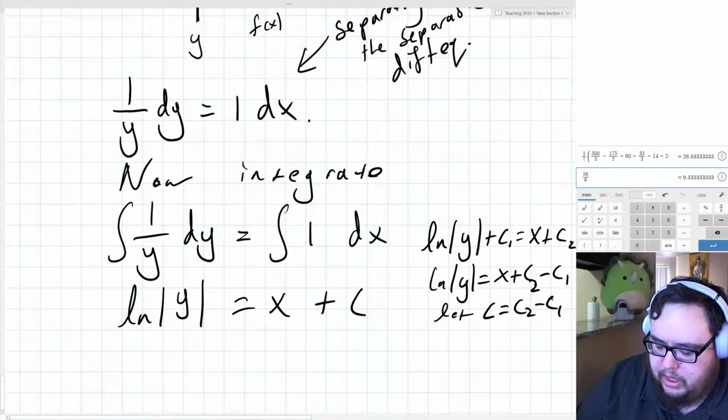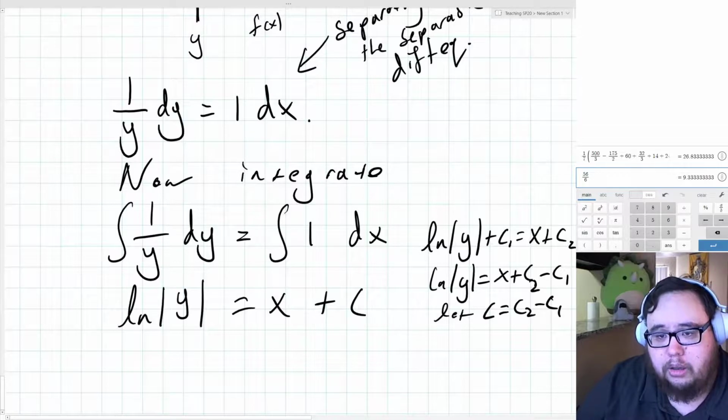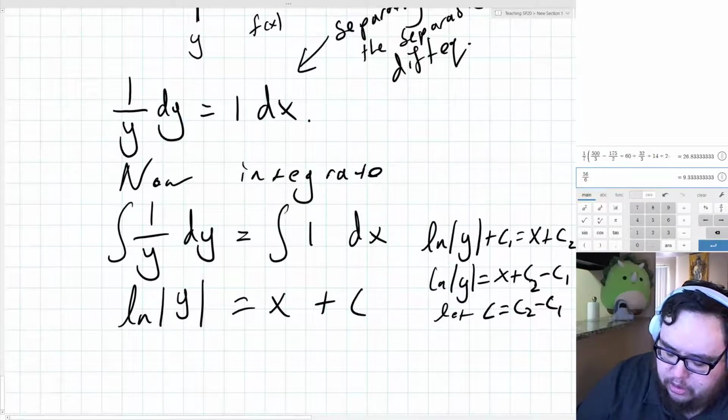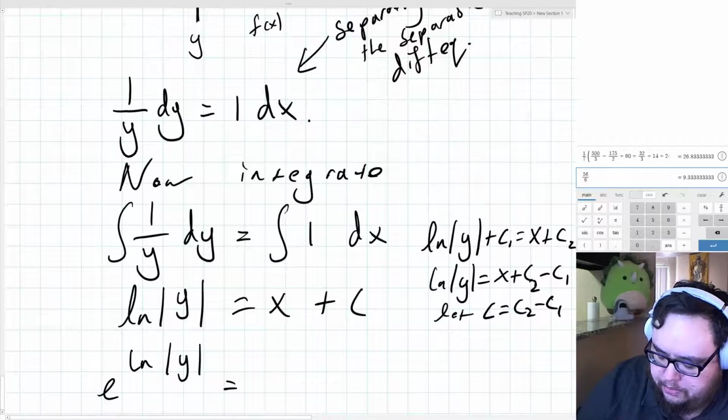At this point, now that we've separated and integrated, all we have to do is solve for y. To get this out of the natural log, we should do e to the power of both sides. E to the ln of the absolute value of y is equal to e to the x plus c.